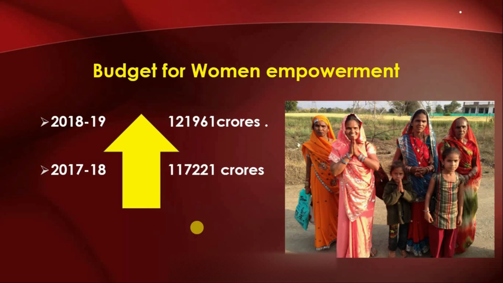To reduce the gender gap and to promote equal rights for women, the government has increased the amount allocated to different activities related to women empowerment. This year, the amount is 1,21,961 crores. It is high when compared to last year's budget. So this amount will be spent on specific programs related to women.